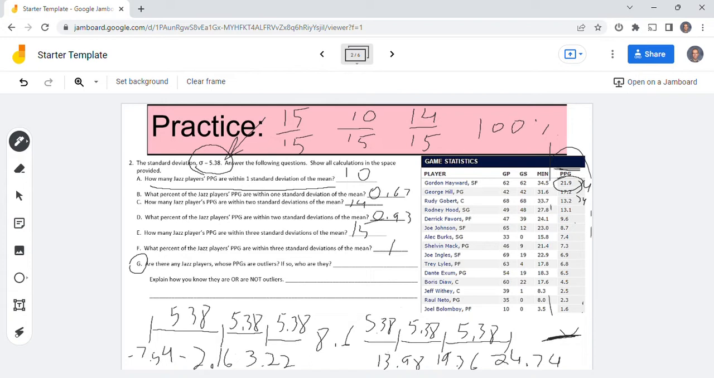Really what I'm looking for is an explanation of why you feel it is or isn't an outlier. So I'm going to say Gordon Hayward is an outlier. He is quite a bit above the rest of the list when you look at how close the rest of these are. 4 is a pretty significant difference.